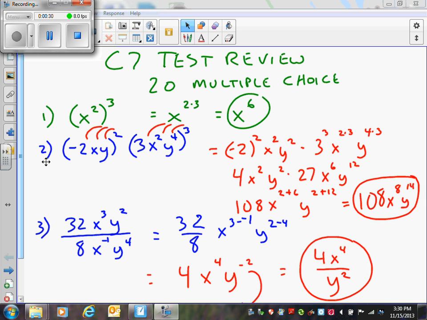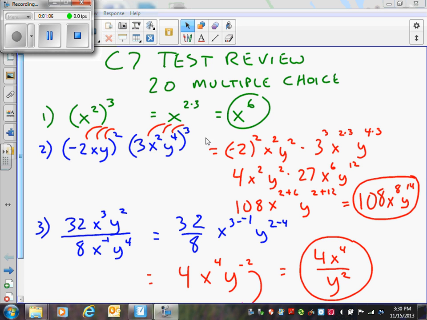The second question, I have a product raised to a power, and I am multiplying that by another product raised to a power. The outside exponents go on everything inside. If they already have an exponent, then we have to multiply because we'll have a power to a power. Now, this is not negative 2 times 2. It's negative 2 squared, and you got to put that minus sign in the parentheses because if you're raising it to an even power, minus times minus is a positive.